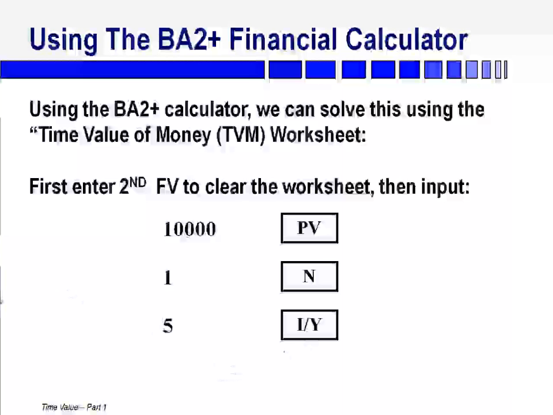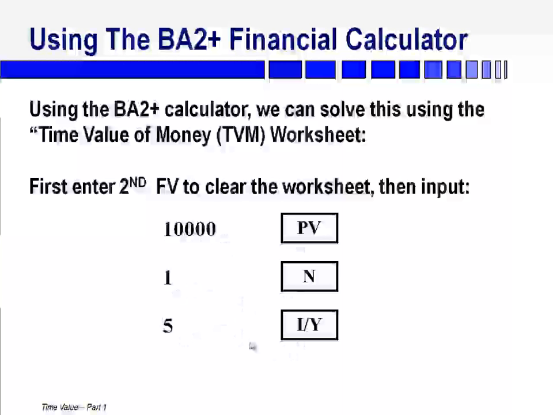And you have to be consistent between your interest rate and your period. In this case, we've defined a period as a year, so 5 would be our interest rate per period. And that interest rate per period is the percentage change in your starting value over 1 period's time. So 10,000 is PV, 1 is N, and 5 is I/Y.